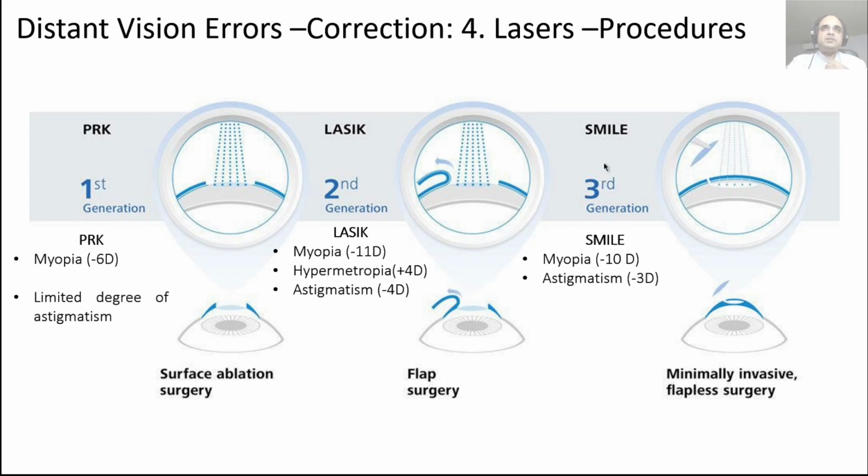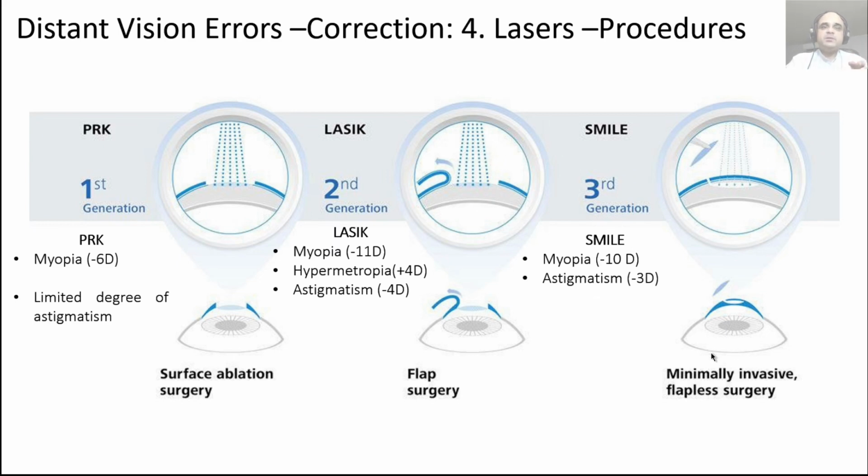SMILE, small incision lenticule extraction, is a procedure in which you don't create a flap. You create a little tunnel. You create a lenticule of corneal tissue by laser, and you remove that lenticule to correct the refractive error or reshape the cornea. It can correct significant amounts of myopia and astigmatism.